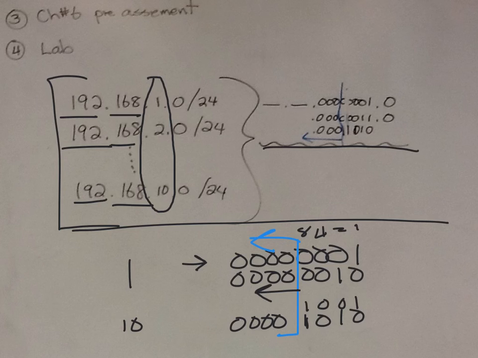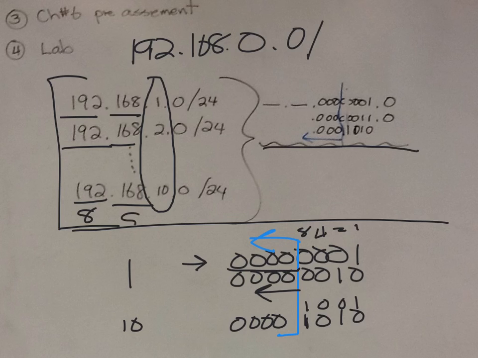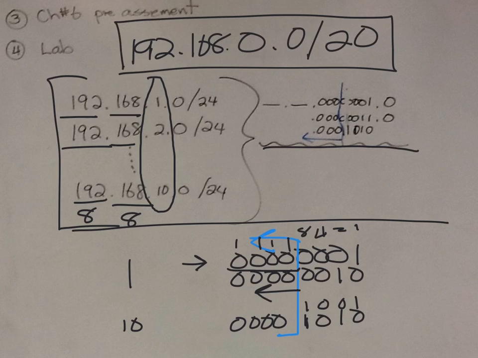So if you're going to summarize that, 192.168, those are all zeros, so it would be 0.0 slash 8, 8, so it's 16, 17, 18, 19, 20. That'd be the summarization. Alright, that's it for this one.